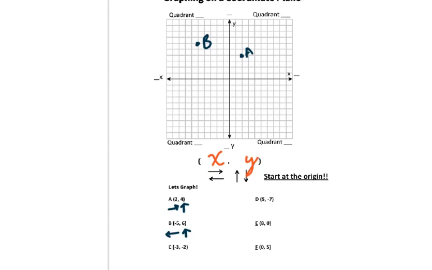Okay, one more. Letter C. So in letter C, my x value is negative. That means we're going to the left. So we put a left arrow. My y value is also negative. So that means we're going to go downward. Negative y's move down. So on my graph, I'm going to go left 3 from the origin. Start at the middle. Left 3, and then down 2. 1, 2, 3, 1, 2. And that's point C. Very easy.